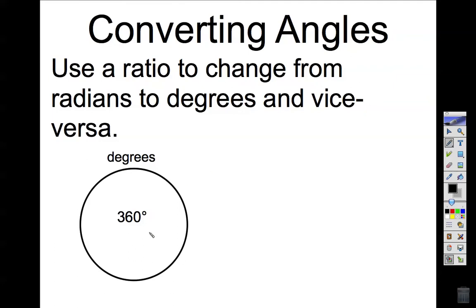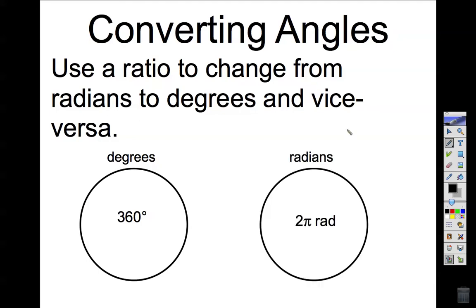In one full turn in a circle, there are 360 degrees. And when measured in radians, one full turn is 2 pi radians. So we're using a fraction. This fraction is going to be 360 degrees over 2 pi radians, which reduces into 180 degrees over pi, or 1 pi radian.